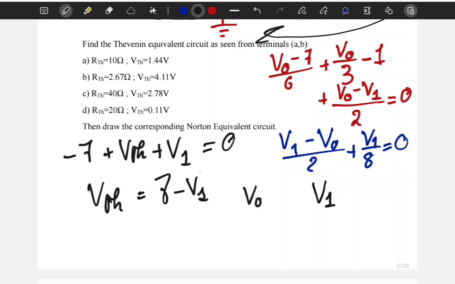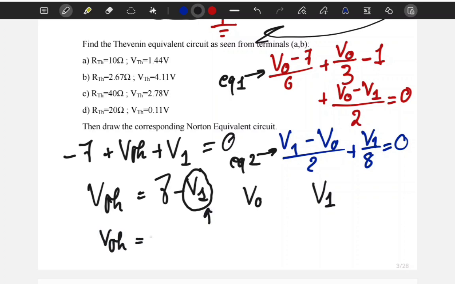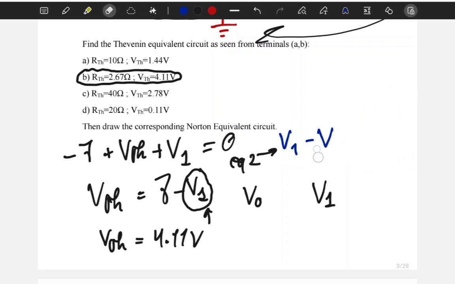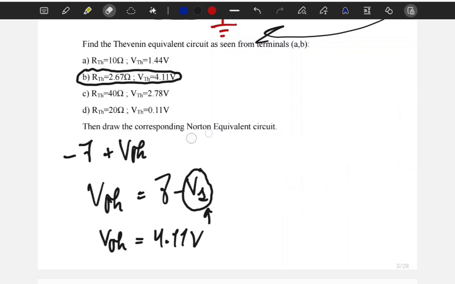And you're supposed to find the value of V1 from the calculator, from these two equations, equation 1 and equation 2. You find the value of V1 from the two equations, two unknowns, right? This is going to be a number, and after substituting, you're going to find that Thevenin is equal to 4.11 volt, which is answer B. Okay, we're not done yet. They're asking us to draw the corresponding Norton equivalent circuit.